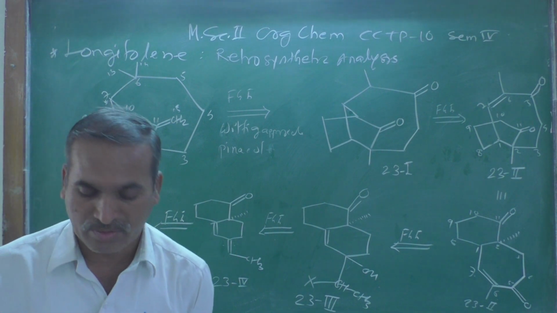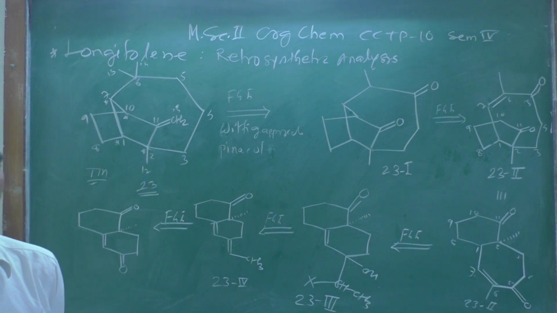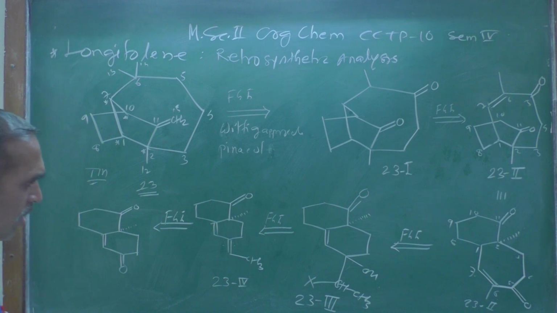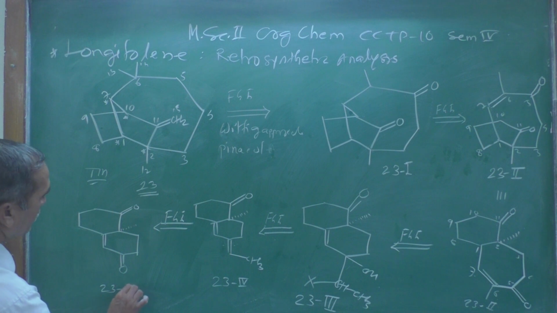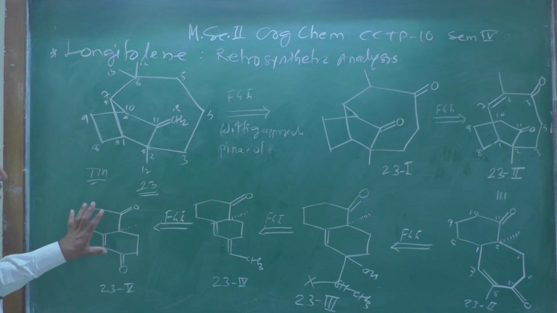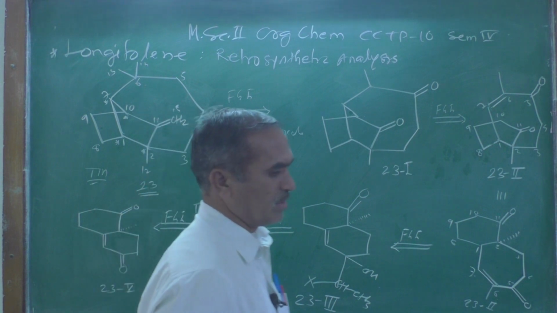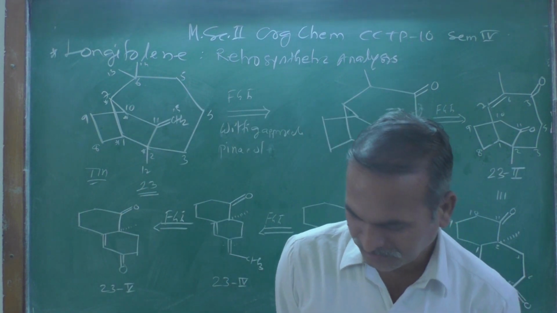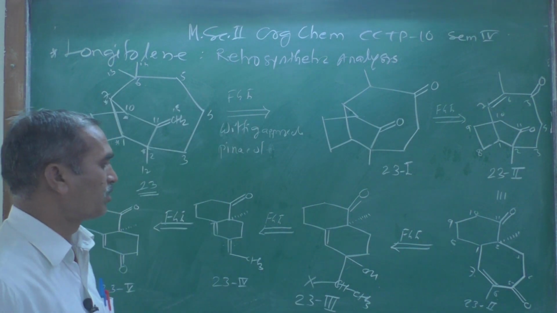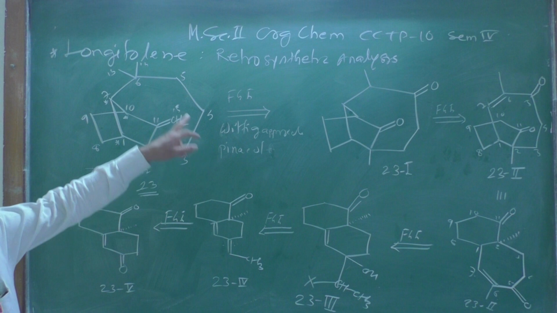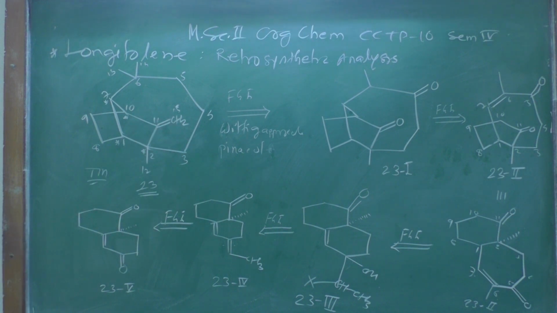This type of compound we can prepare by using an aniline approach or the Michael addition type of reaction, and this is a compound which we can call structure number 23(5). So this compound is readily available in the market, and therefore starting from this we can obtain this target molecule.